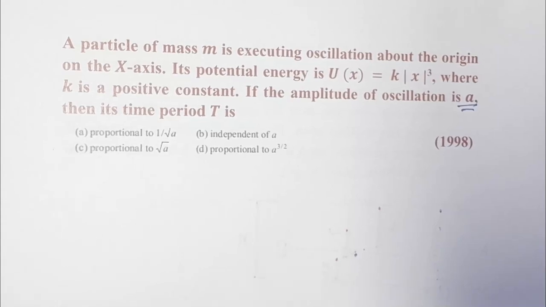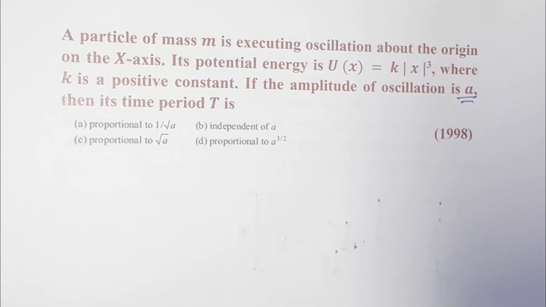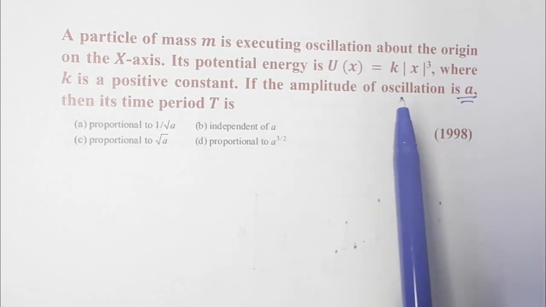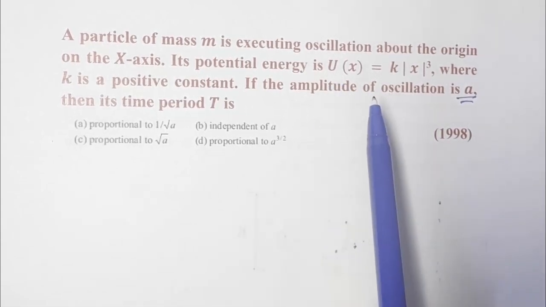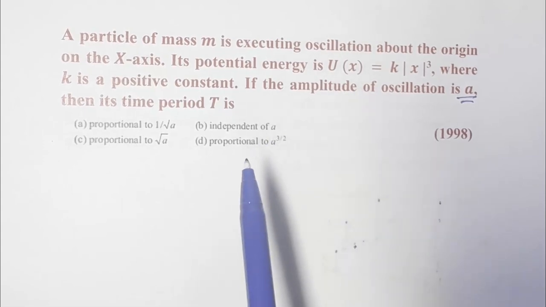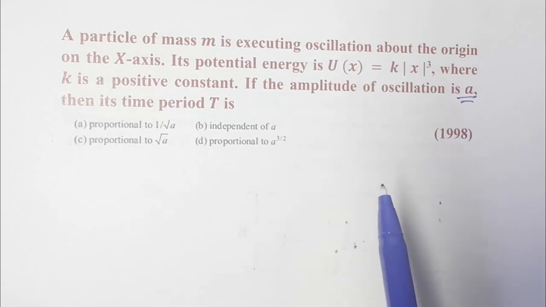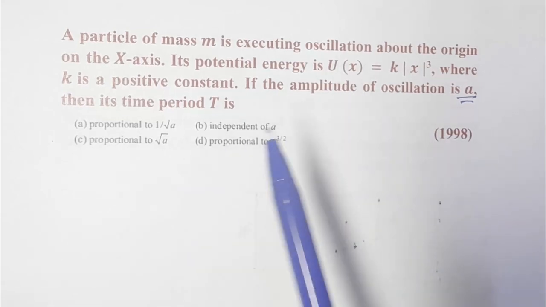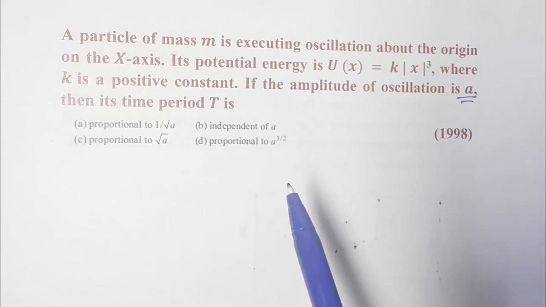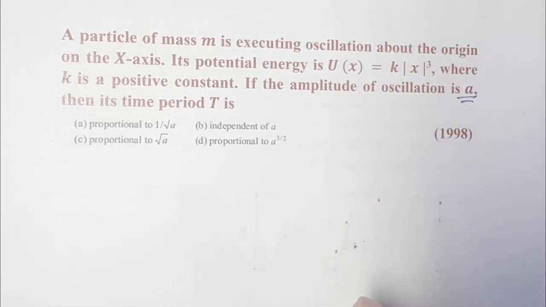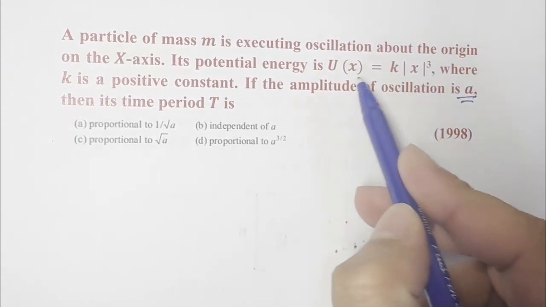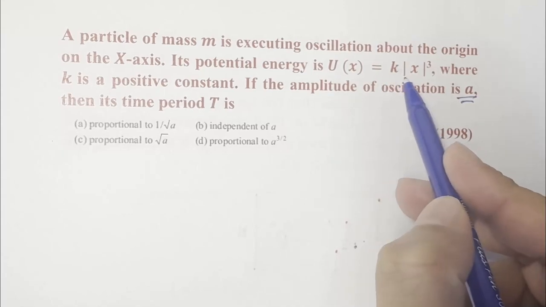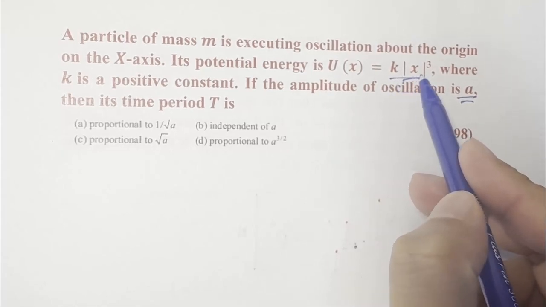So in this case we are given the potential energy, and instinctively we try to find the relationship between the potential energy and force, because we know that force is the derivative of the potential energy. From that we can use the relationship mass into acceleration, and that is going to give us a relationship with respect to time period also. But the problem lies here: the potential energy function is given as k|x| raised to power 3.